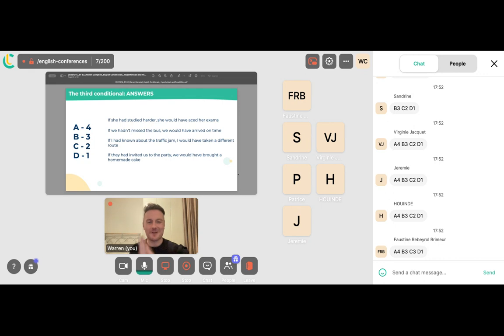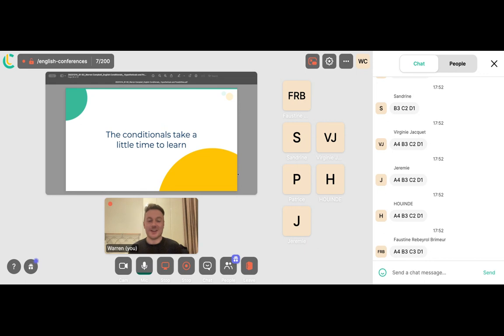Good work, everyone. Bravo. Okay. So, this is our little snapshot, I guess, of conditionals. Normally, they take a lot more practice than 30 minutes, but I think everybody here did very well with the exercises. But of course, to really master conditionals, it does take a little bit of time to learn.